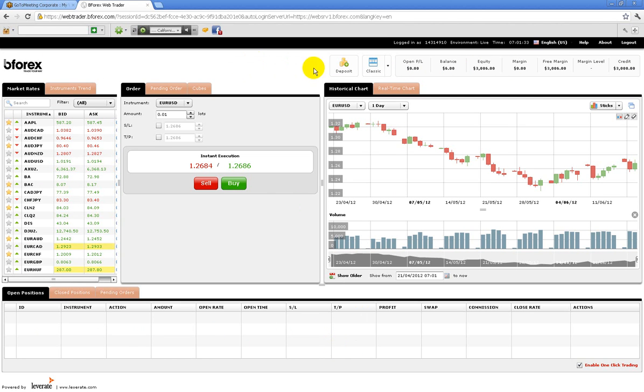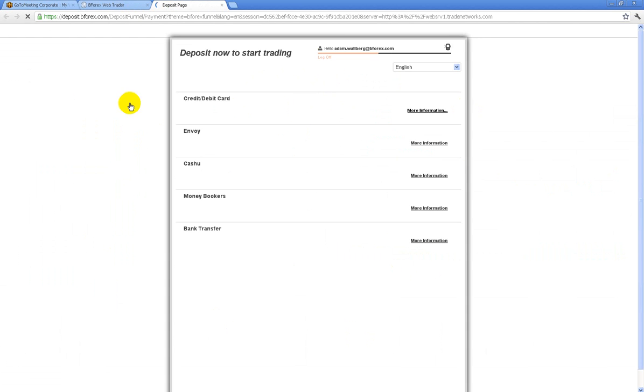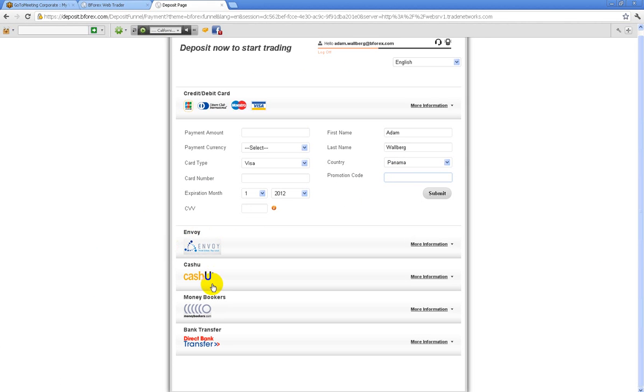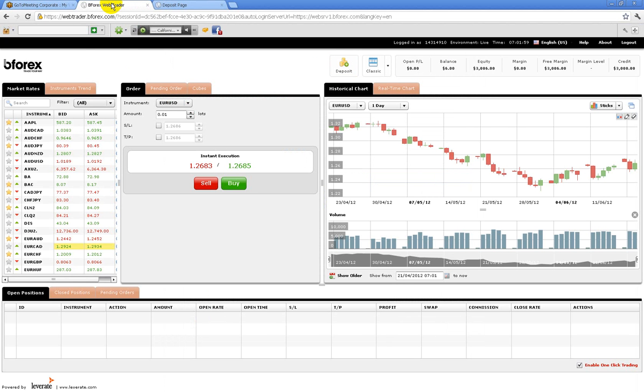Now, first of all, here we have deposit. Once we click on deposit, it gives you a deposit page so that you can deposit any money that you prefer, whichever, if it's with a credit or debit card. We also have here the promotion code. You can deposit through Envoy, Cashew, Money Bookers, and bank transfer. Now, let's go back to our platform.